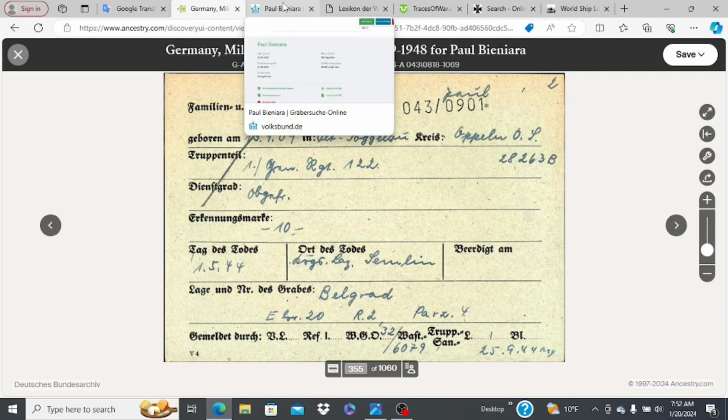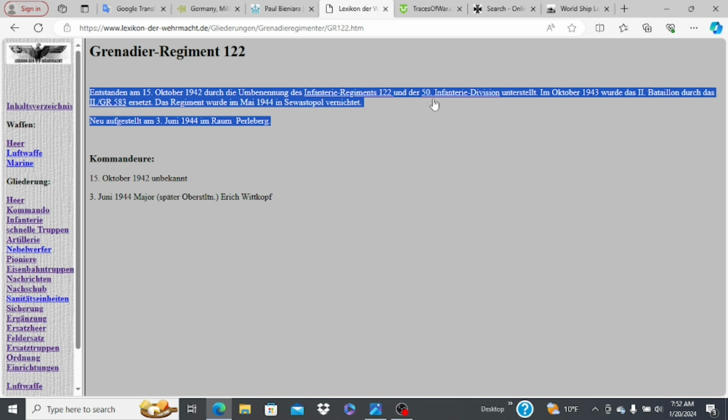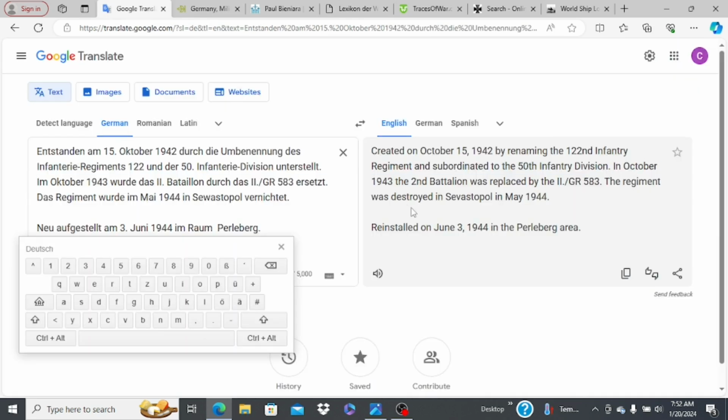So clearly, they were annihilated at Sevastopol in May of 1944. Paul, of course, dies in a field hospital on the 1st of May, all the way back at Belgrade. Clearly, he must have been pretty severely injured. He was probably taken to a specialist that was in Belgrade and ended up dying there. So he died of his wounds shortly before his regiment was completely annihilated. They would be reformed a month later in the Perleberg area.